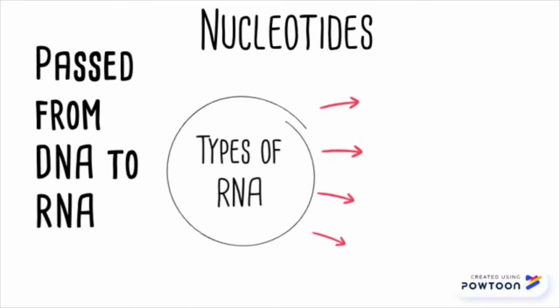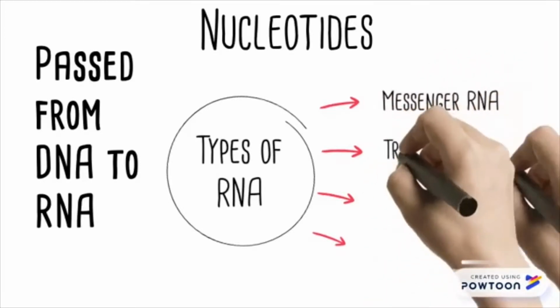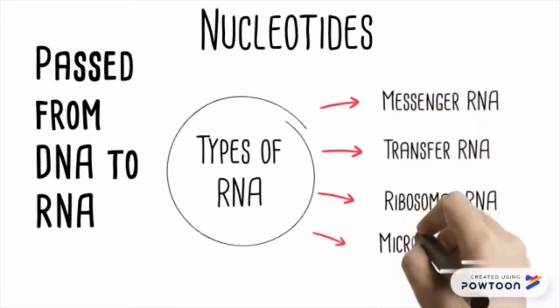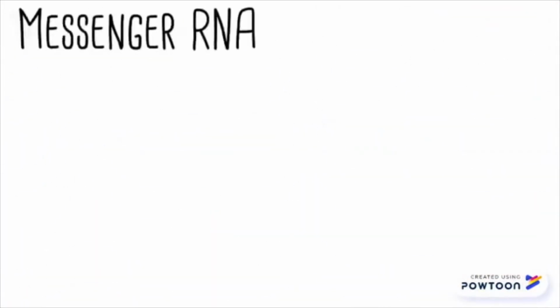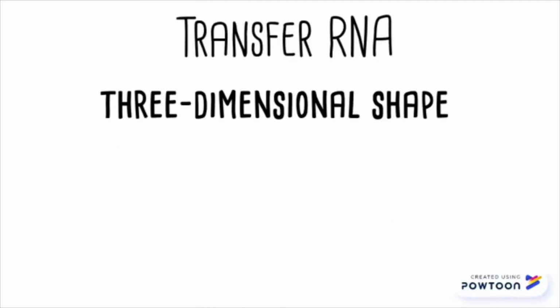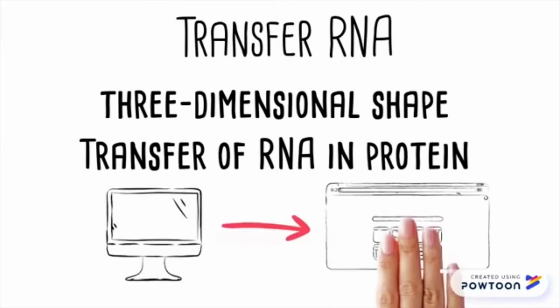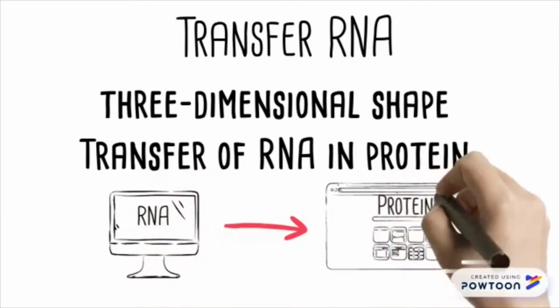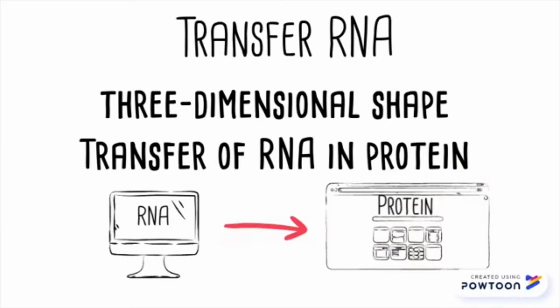There are several types of RNA: messenger RNA, transfer RNA, ribosomal RNA, and microRNAs. Messenger RNA is the RNA transcript or RNA copy of the DNA message produced during DNA transcription. Messenger RNA is translated to form proteins. Transfer RNA has a three-dimensional shape, and it is necessary for the translation of the messenger RNA in protein synthesis.